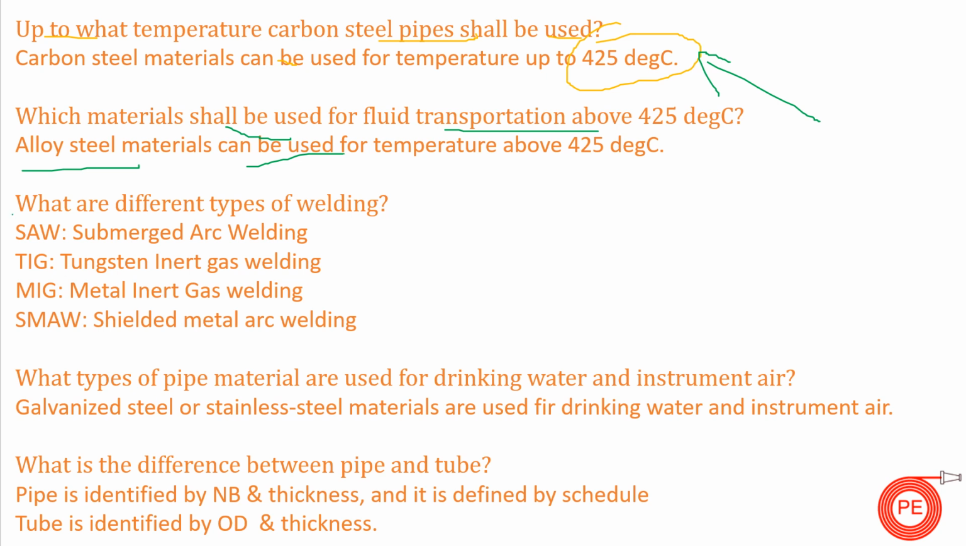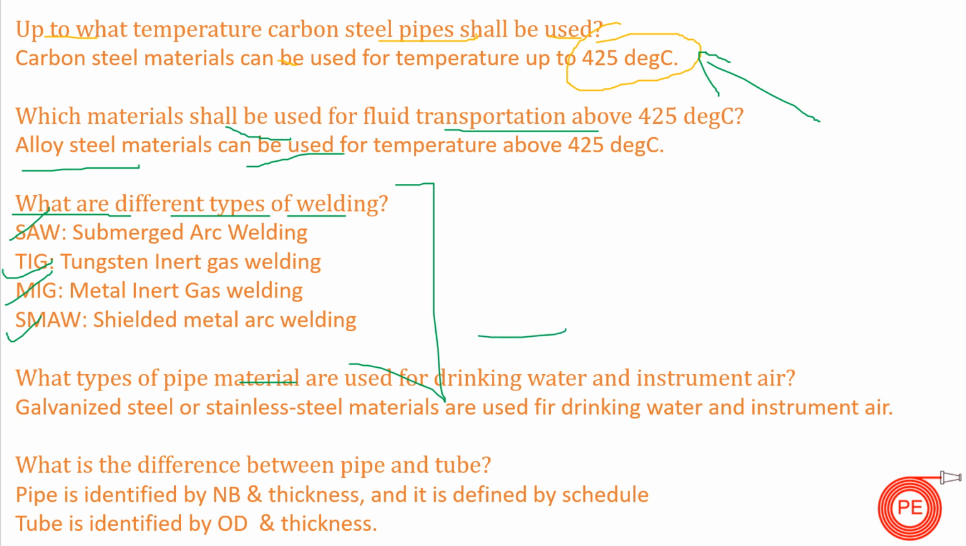Next question is, guys, what are the different types of welding? This is one of the major questions your interviewer can ask you. Different types of welding are submerged arc welding, which you call SAW; next is tungsten inert gas welding, which we call TIG welding; metal inert gas welding, which we call MIG welding; and SMAW, which is known as shielded metal arc welding. These are the four basic types of welding that we use in our different piping works or in our equipment buildings. Next question is, guys, what type of material is used for drinking water and instrument air?